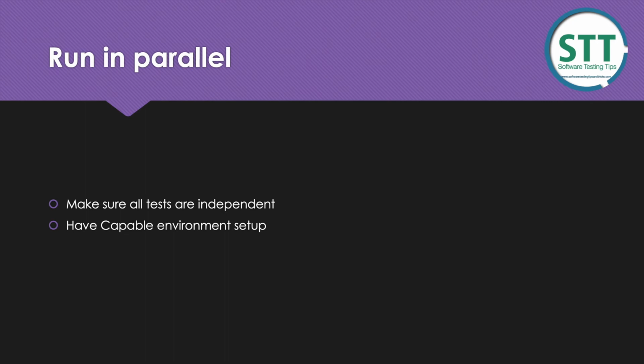Your test cases should all be independent. It should not be like, if test case A passes, then only test case B will run. That kind of thing will create trouble when running in parallel. Basically, for sanity testing, when you are running those to certify the builds, all your test cases should be independent, and they could be run in parallel.